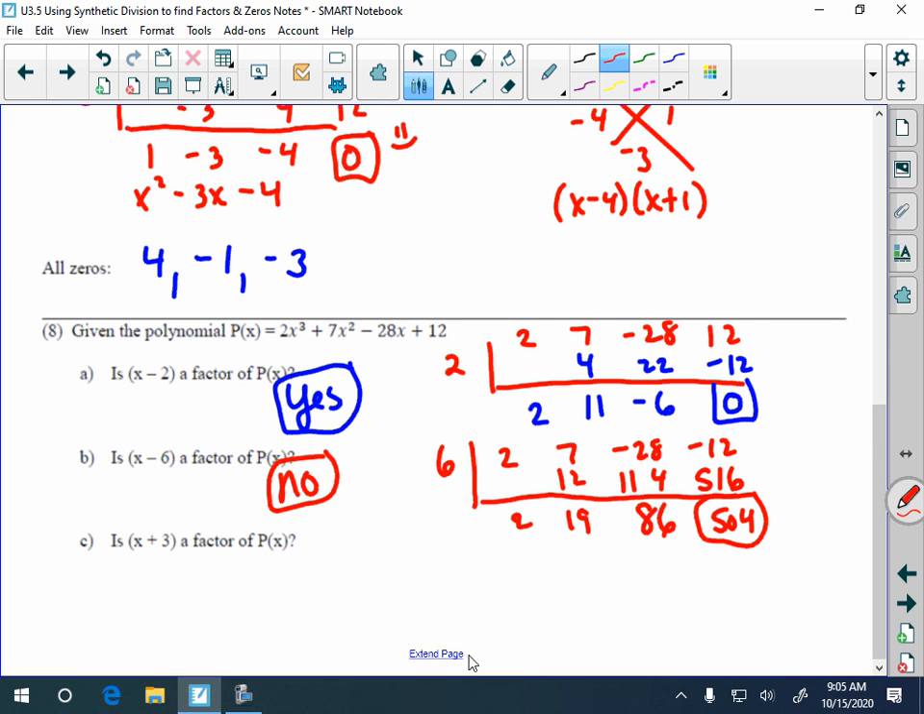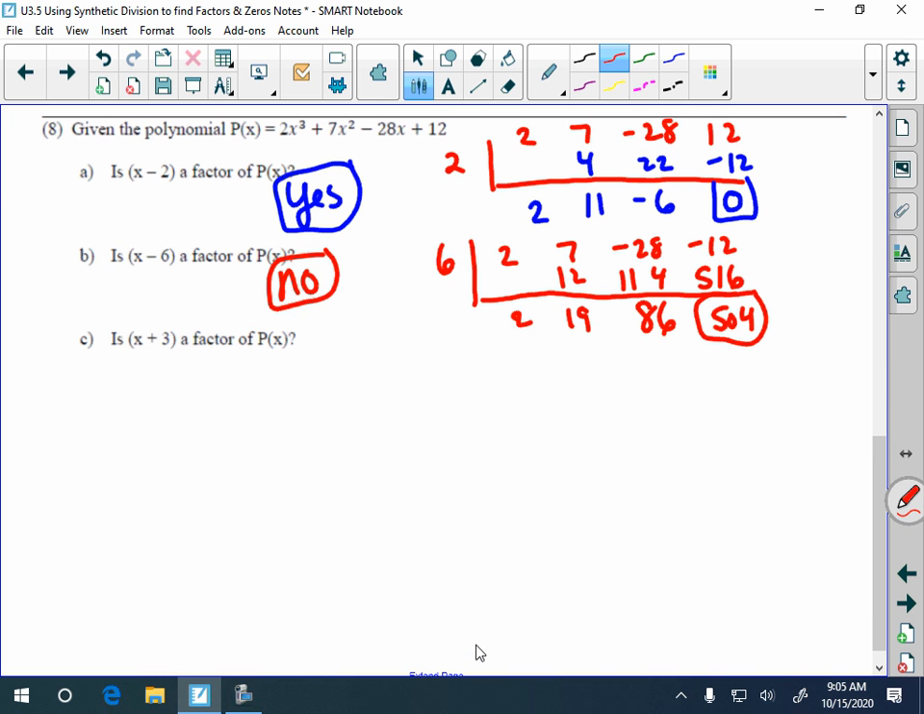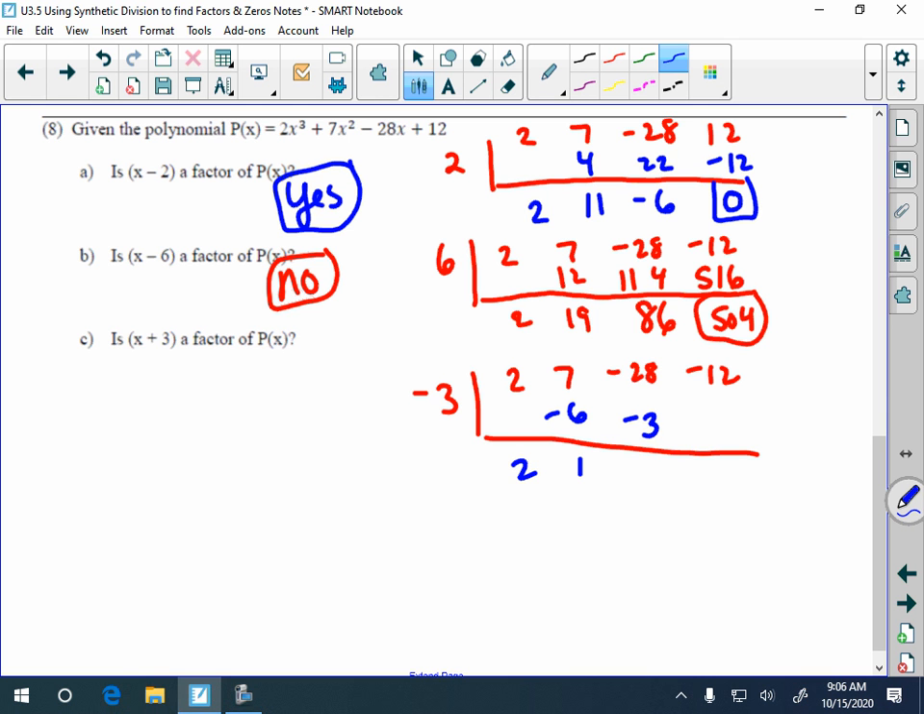All right, and then let's try one more. So the factor is x plus 3. We'll change the sign to negative 3. Coefficients stay the same. All right, so bring the 2 down. Multiply, negative 6, that's 1. Multiply, that's negative 3. Add down, that's negative 31. Multiply, that's going to be 93. And you can see that you are not going to get a remainder 0. So, stop it there. We know that x plus 3 is not a factor. All right, so that's how you use synthetic division to find factors and also zeros or solutions.